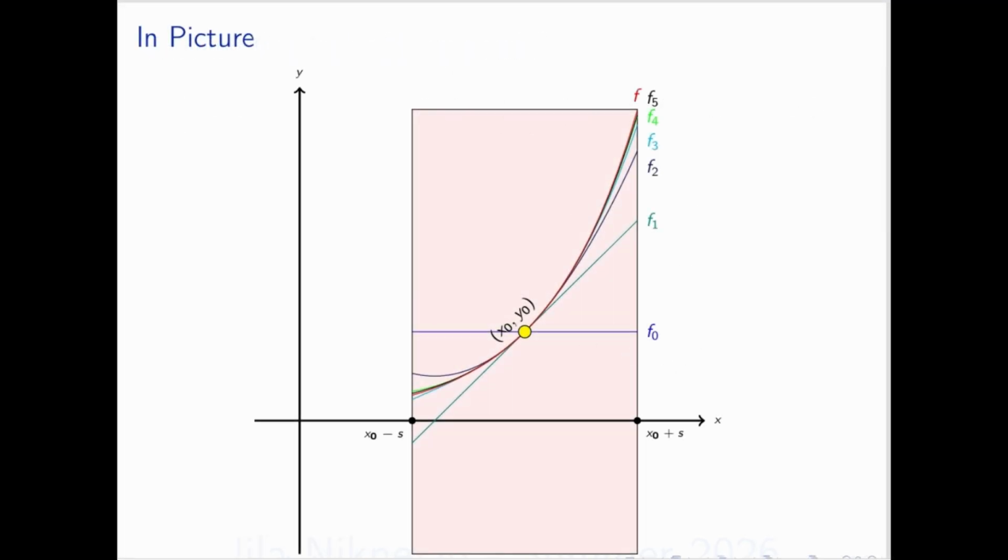In this picture, you can see the Picard iterations, and f is the pointwise limit of these Picard iterations. Now, let's look at a point p in the domain, which is inside (x0 minus s, x0 plus s), an open interval. And then p and f of p is on the graph of the limit function.